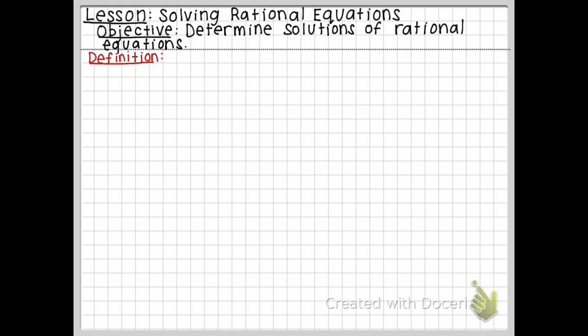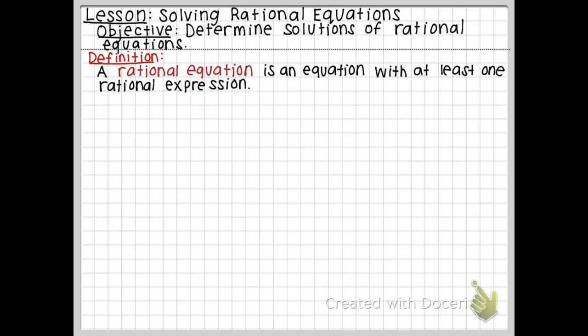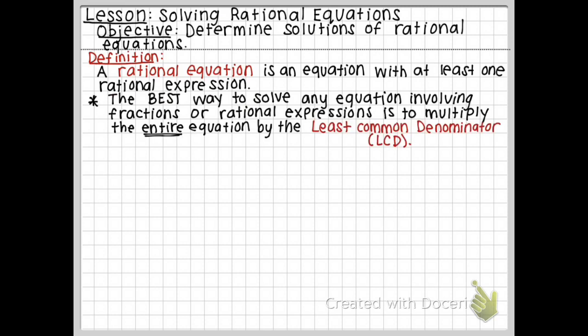So let's look at the definition of a rational equation. A rational equation is an equation with at least one rational expression. So the best way to solve any equation involving fractions or rational expressions is to multiply the entire equation by the least common denominator. The least common denominator is the same thing as the least common multiple. And notice we're multiplying the entire equation by the least common denominator. So let's look at the first example, and if you forgot what the least common denominator is, I think it'll make sense.